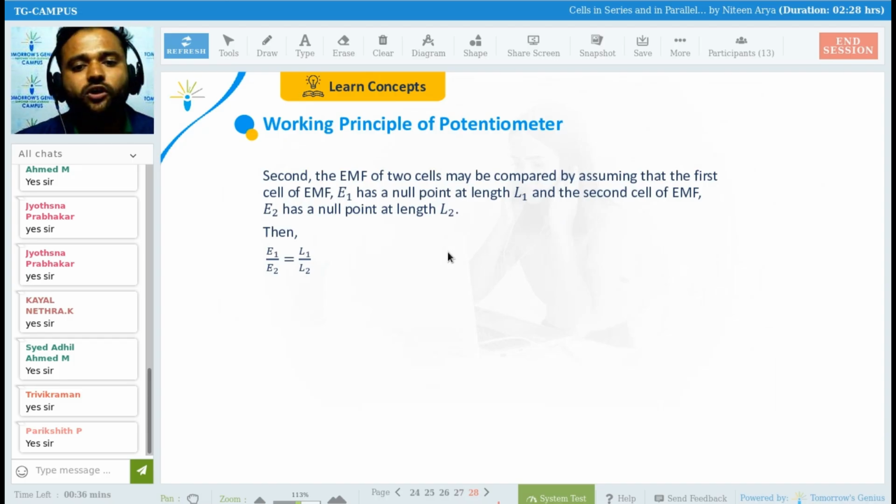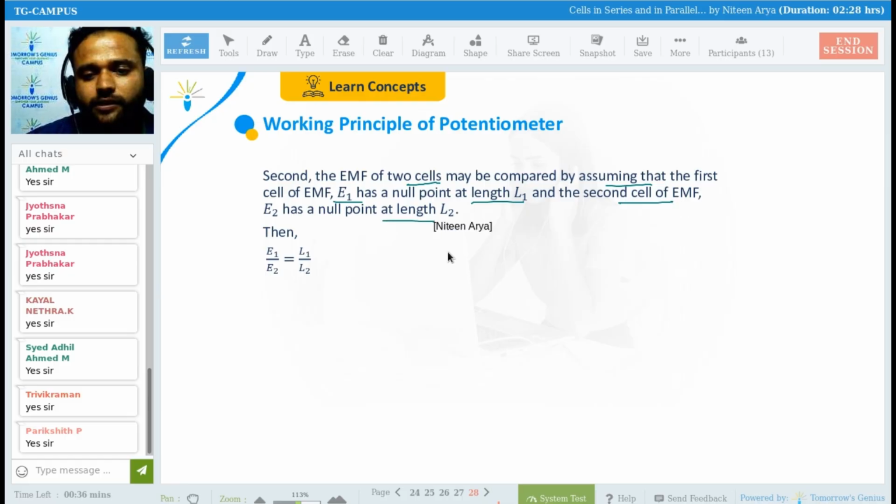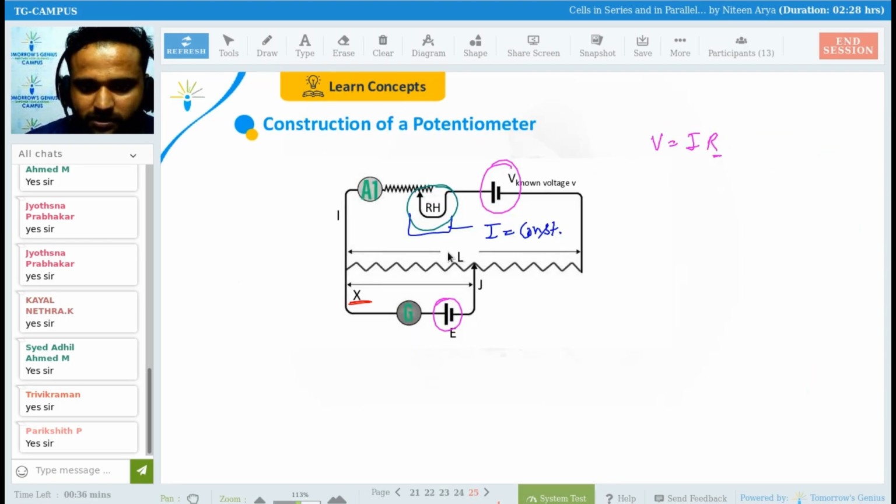So now I need to find the EMF of two cells. The EMF of two cells may be compared by assuming that the first cell of EMF E1 has a null point at length L1, and the second EMF E2 has a null point at length L2, suppose.